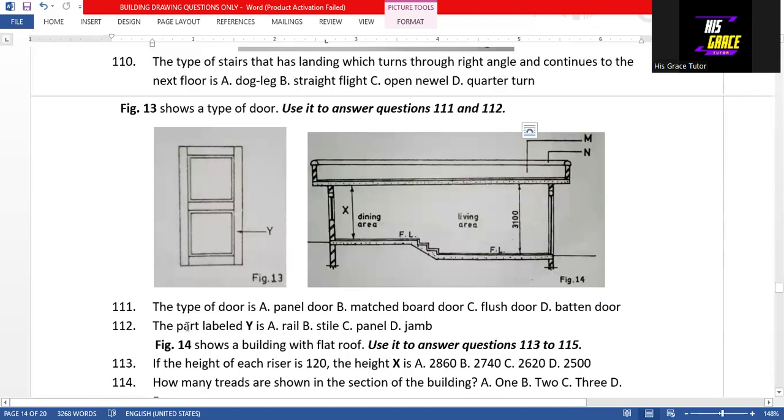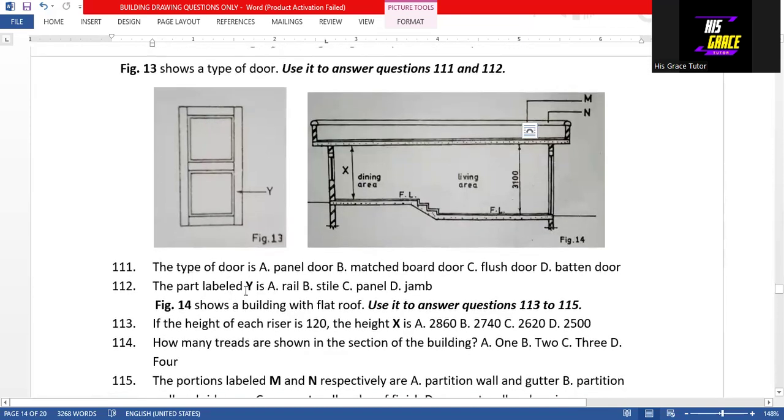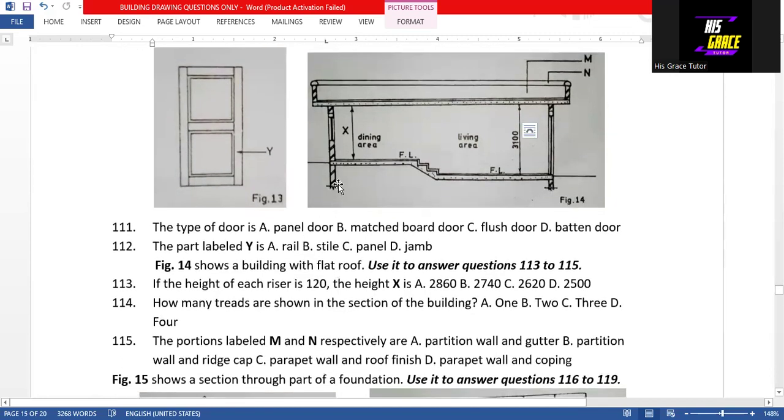111 to 112. So the type of door shown is a panel door. So that is a panel door. So that is option A. And then the part labeled Y is a style. That is option B, the answer to question 112. Then we are making use of this diagram to answer question 113 to 115.